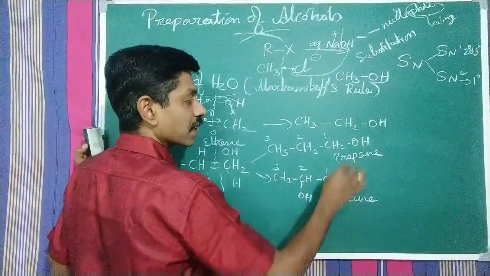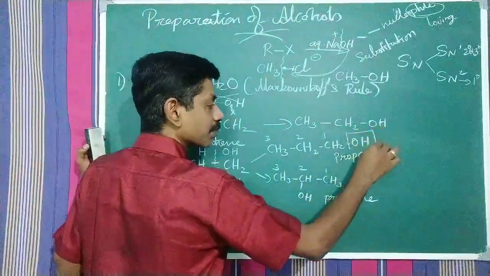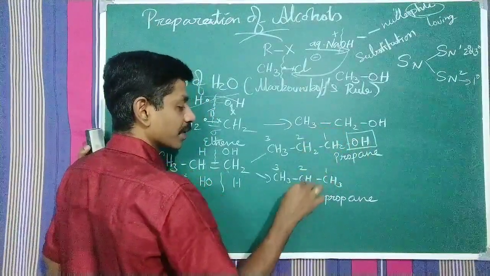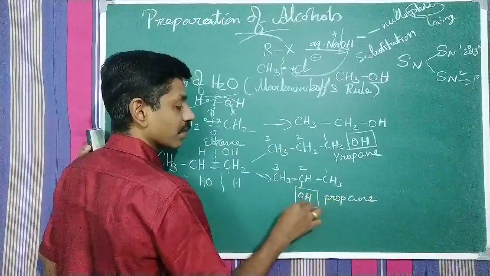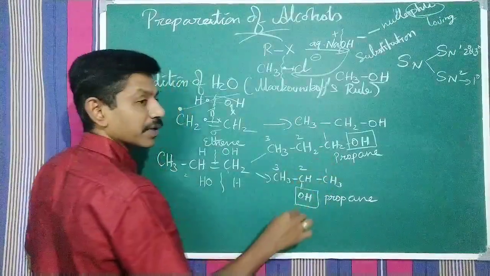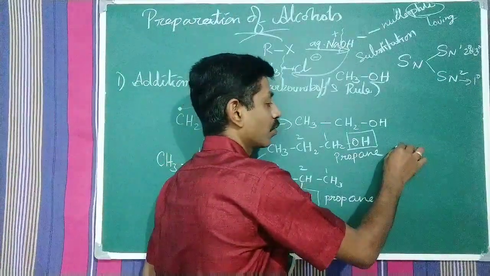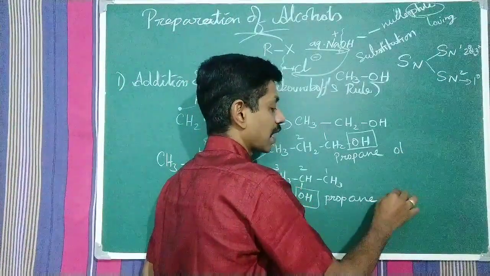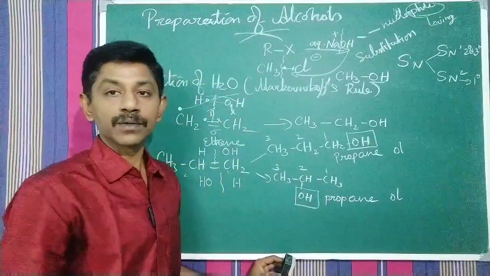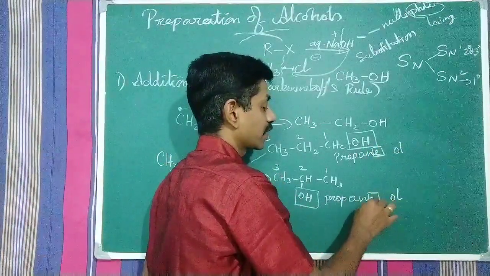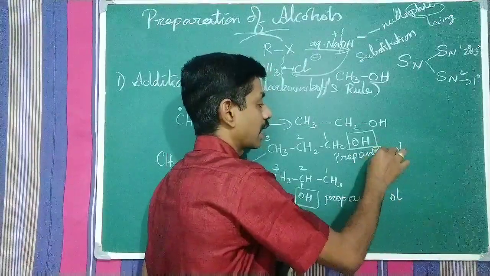Saturated compounds. This compound has an OH group attached to the first carbon, but this compound has an OH group attached to the second carbon. So how can I make the change? In both cases the functional group is alcohol only. The rule says that you have to remove the E from that hydrocarbon and add OL.